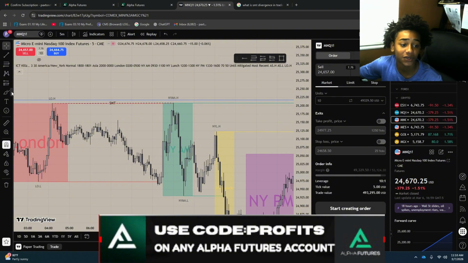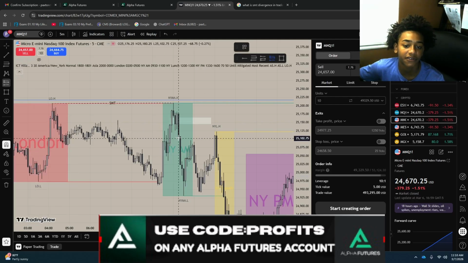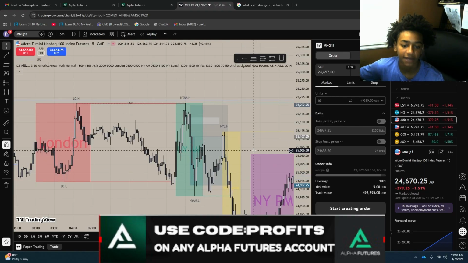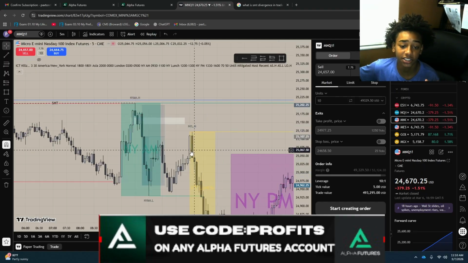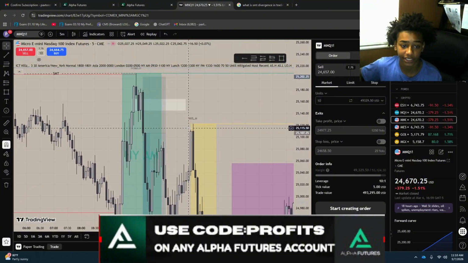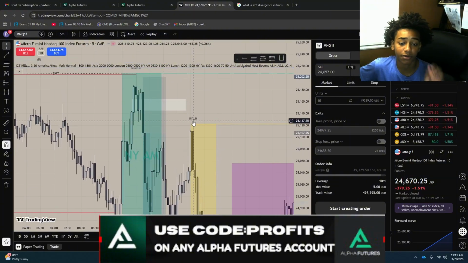So how can we use this as an entry? We look here. We have an inversion fair value gap right here. Price inverses this fair value gap, stop loss up here, and it immediately takes out all of these draws on liquidity. This was an amazing trade. I actually took this trade. Guys, this trade was actually amazing, so if you took this, props to you.